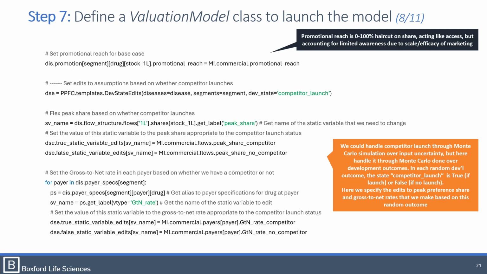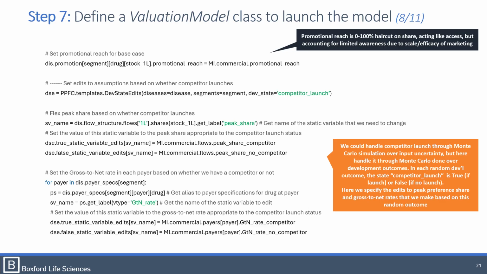The first thing we do is for the peak share, we're going to change that first by finding the name of the static variable in the model that's created to describe the peak share. We do that by using functionality built into the templates that returns the label that the template is using to describe the piece of information we want. And then with the name of that variable, we say, okay, in the development state edits, the static variable values that we want to edit when competitor launch is equal to true is we're going to use the value for when we have a competitor, and the value we're going to use for that static variable when competitor launch equals false is going to be the value when we don't have a competitor.